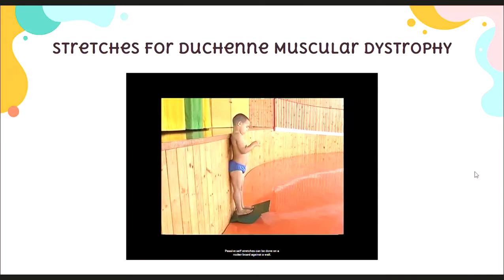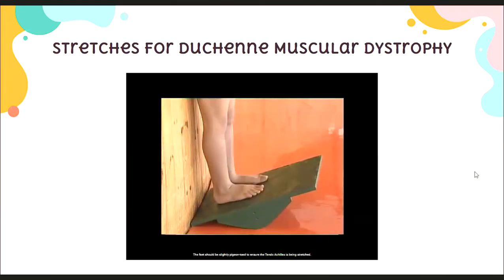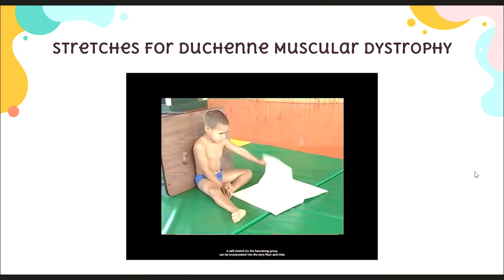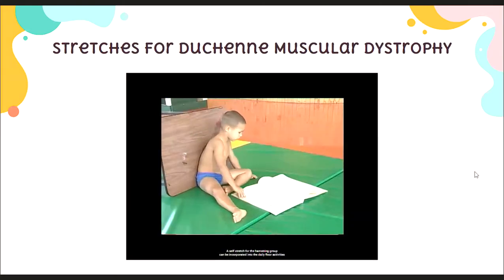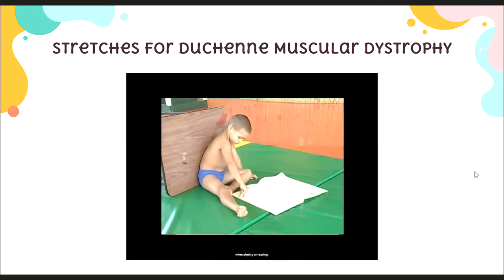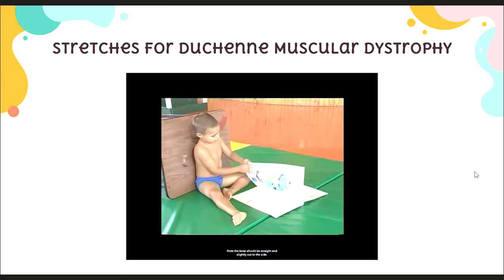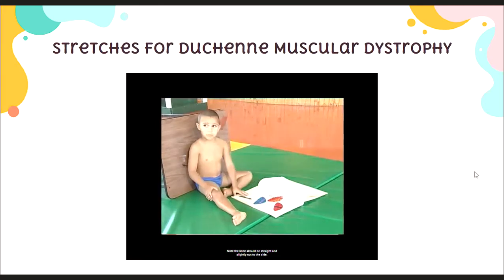Passive self-stretches can be done on a rocker board against a wall. Positioning is extremely important. The feet should be slightly pigeon-toed to ensure the tendo-Achilles is being stretched. A self-stretch for the hamstring group can be incorporated into the daily floor activities when playing or reading. Note, the knee should be straight and slightly out to the side.